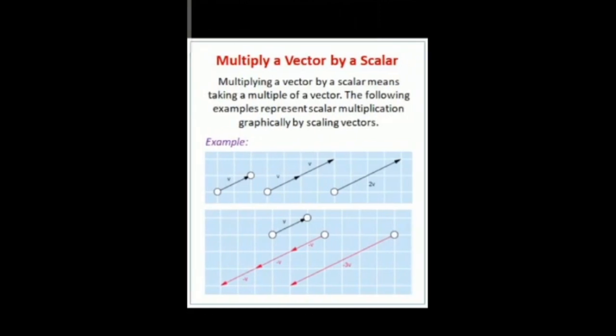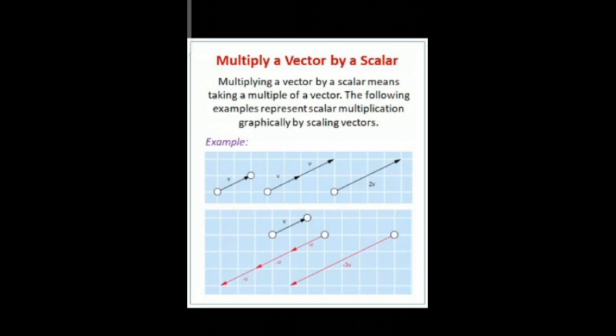And if we talk about the negative form, vector f is 2 centimeters long. For vector minus 2f, the direction is changed and it is 4 centimeters long, and for minus half f, the direction is changed and it is 1 centimeter long. Multiplication of a vector by a scalar means making a multiplication of the vector. The following example represents scalar multiplication graphically.